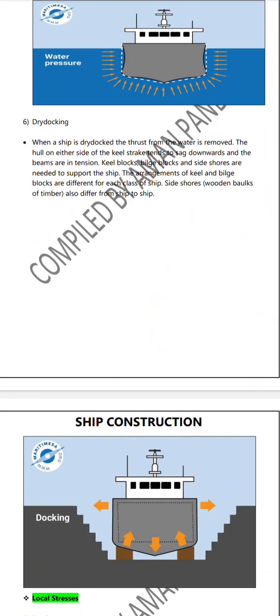Dry docking is when the water is removed and the vessel has its weight on the blocks. In dry docking, the hull of the ship tries to sag downwards. This is called the dry docking force. When a vessel is dry docked, the thrust from the water is removed. The hull on either side of the keel tends to sag downwards, and the beams are in tension. Keel blocks, bilge blocks, and side shores are needed to support the ship. And the arrangement of keel and bilge blocks is different for each.